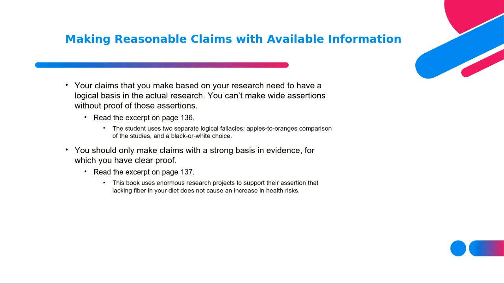Your claims need to be based in the research that you've done and the information that you're finding. Page 137, again, there's an excerpt for this. This book uses enormous research projects to support their assertion that lacking fiber in your diet does not cause an increase in health risk. Now I'm kind of remembering, without the textbook, what these were about. So these were both about dietary concerns. In fact, I think that first one was dealing with veganism and how I think they were trying to make the claim that a vegan diet is overall healthier for people, but they're missing some of the finer points of veganism, and how vegetarianism sometimes is not exactly the perfect answer.